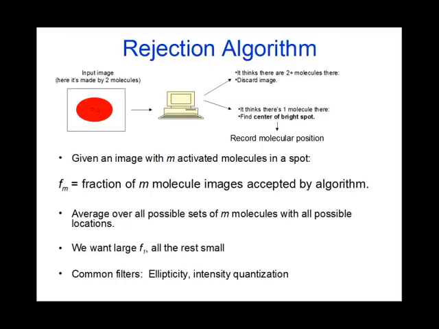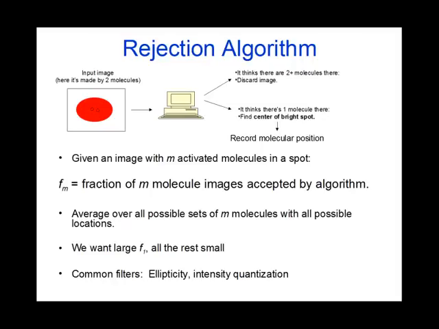Rather than trying to characterize each individual algorithm, I'm just going to assume that the algorithm is characterized by a set of probabilities. Right? When it gets this 2-molecule image, there is some probability that it will get it right and realize there are 2 molecules, and there's some probability that it will get it wrong and record a position from that image. And we want F1, the probability of accepting a single molecule image, to be high, and we want all of the other ones to be low.